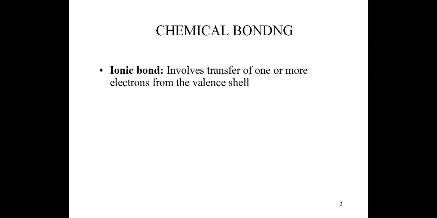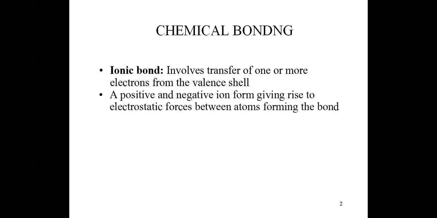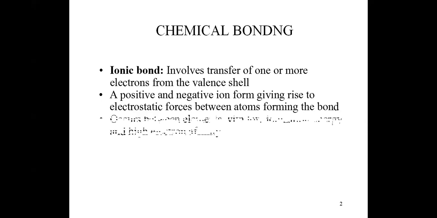We expect, first of all, ionic bonds, where we see transfer of one or more electrons from the valency shell. The one that donates electrons becomes positive. The other one that receives becomes negative. So we see a positive and negative ion form, giving rise to electrostatic forces between the atoms, forming the bond. Because of that positivity and negativity, there'll be that attraction.